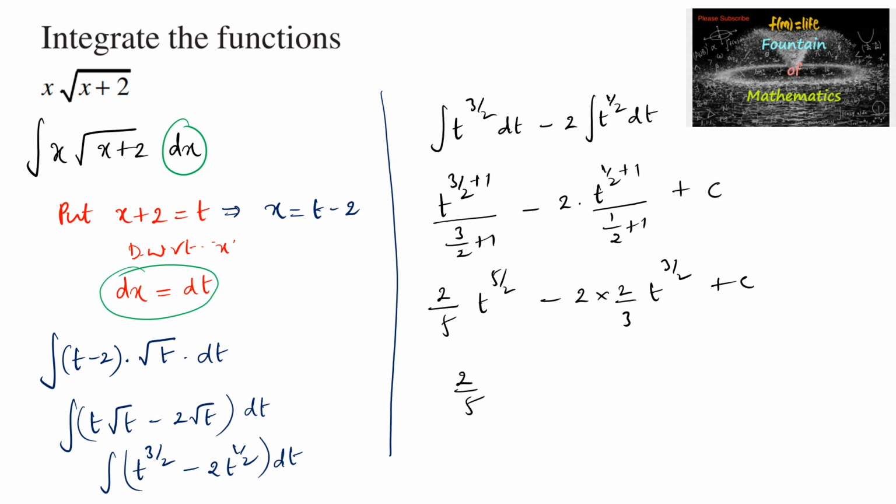Now we can also write 2 by 5, substituting back t, which is nothing but x plus 2. So x plus 2 whole power 5 by 2 minus 4 by 3 times x plus 2 whole to the power of 3 by 2 plus c is the answer.